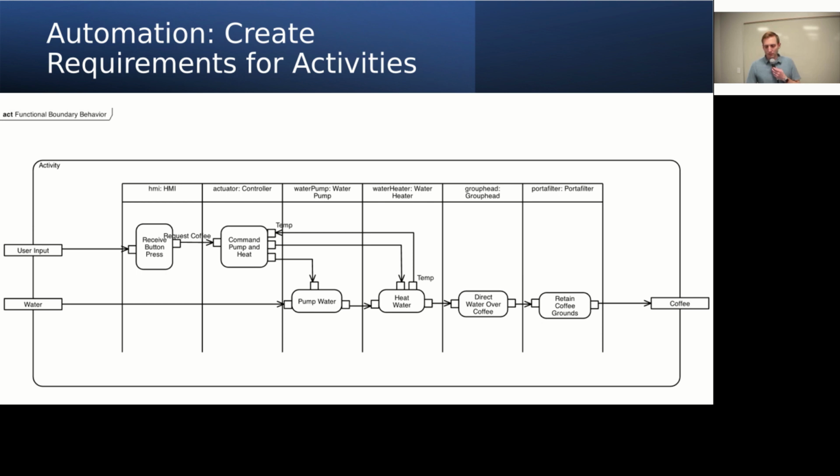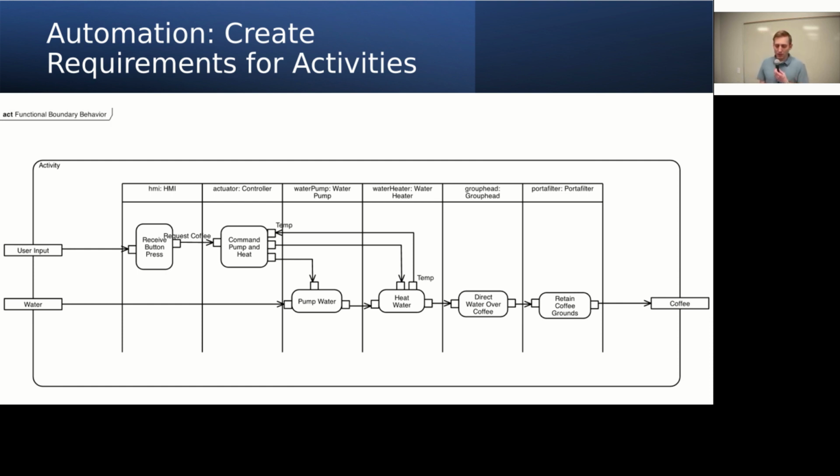And then the water heater is going to feed temperature back to the controller. And then there are parts of the espresso machine as well, called a group head and portafilter, to actually pour this hot water over the coffee grounds, right? So you can detail out this flow, this behavior, in an activity diagram.